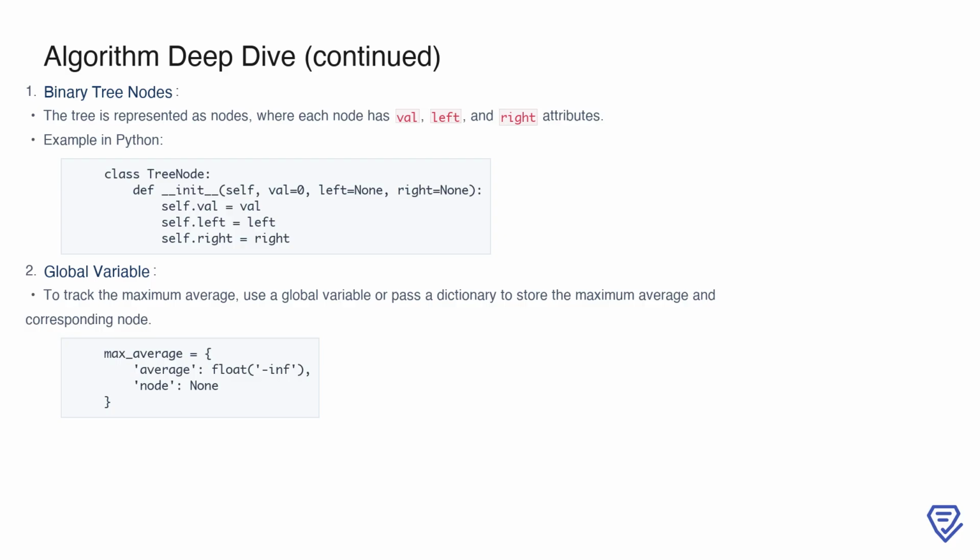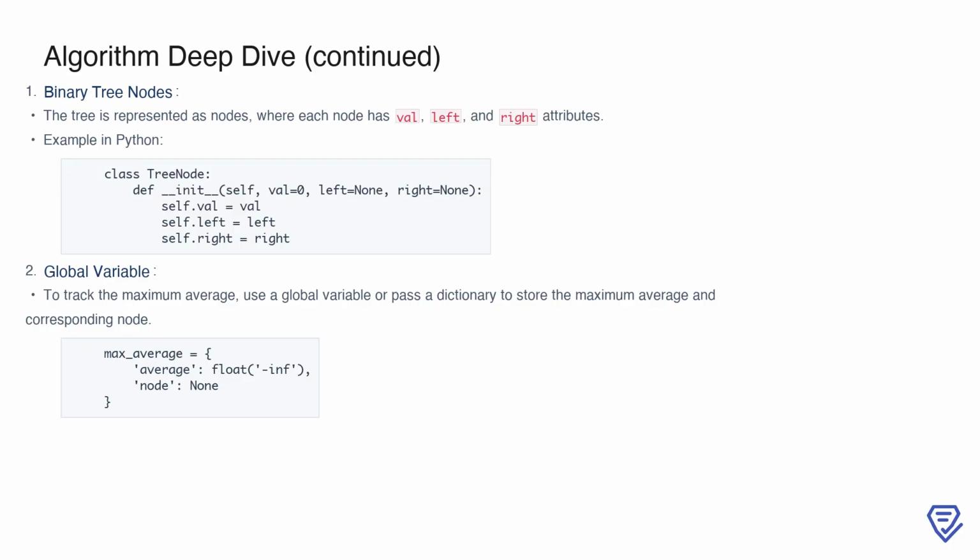To implement this algorithm, we represent the binary tree using nodes. Each node has three attributes: a value, a left child, and a right child. For example, in Python, we could define a tree node class with an initializer that sets these attributes. Additionally, we use a global variable to track the maximum average and its corresponding node throughout the traversal. This variable can be implemented as a dictionary with keys for the average and the node, initialized to -infinity and null, respectively.